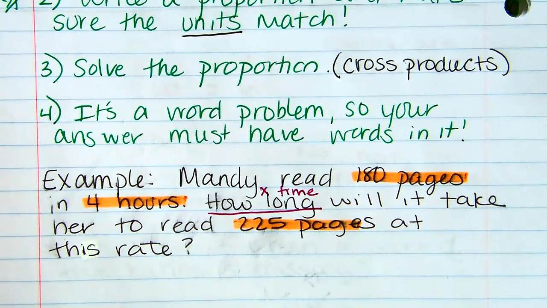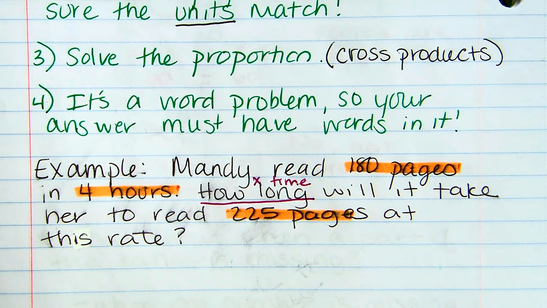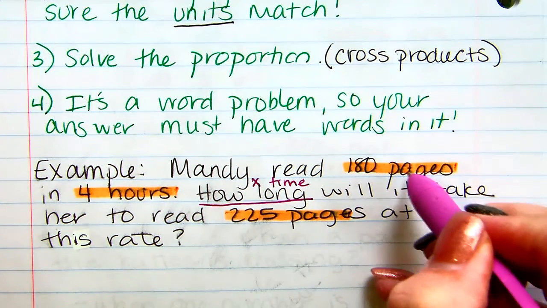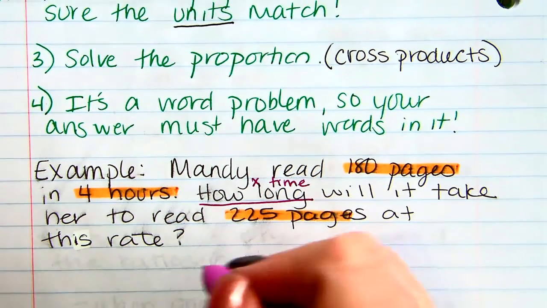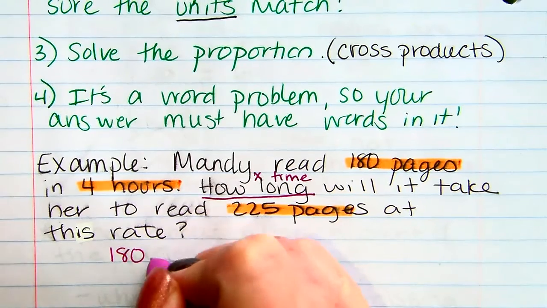So what I'm going to do now is I'm going to set up an equation using 180 pages, 4 hours, x for time, and 225 pages. Now at the start of my problem, I see 180 pages first. So to begin my proportion, I'm going to have 180 pages on top.